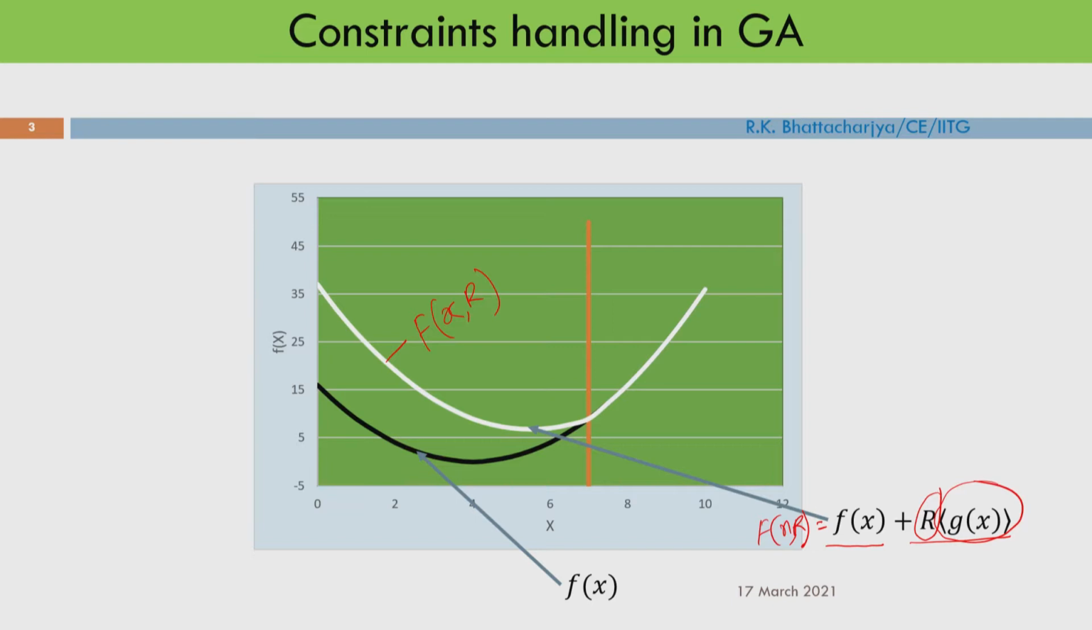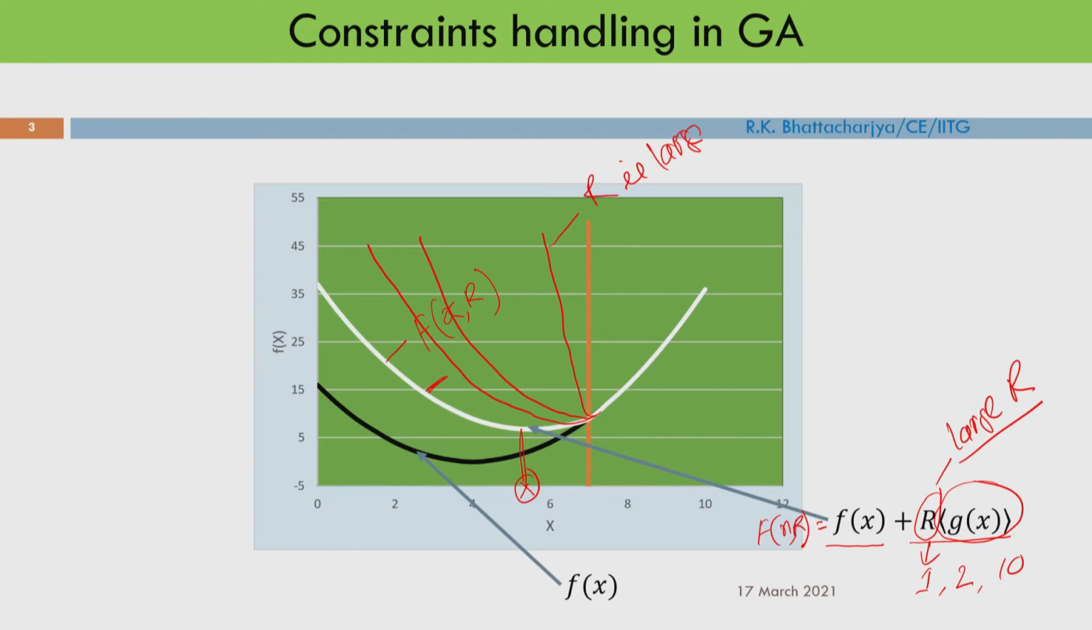Now, if you look at this function, for a smaller value of r, suppose r equal to 1, 2 or 10, this is the function I am getting. The solution of this F(x) function is also in the infeasible region. So, what do you have to do in this case? I have to use a large value of r. If I increase the r value, then my function will be something like this, and for a large value of r, your function will look like that.